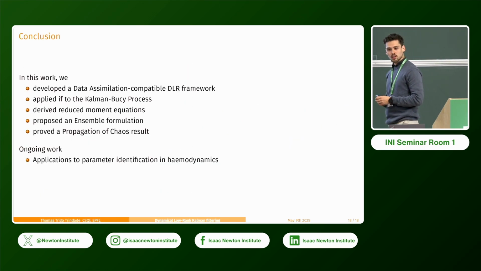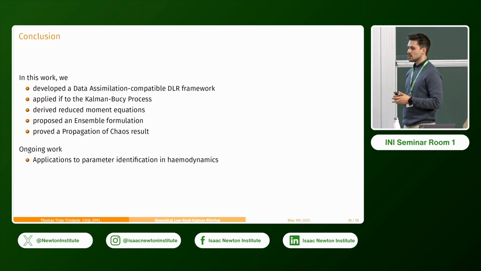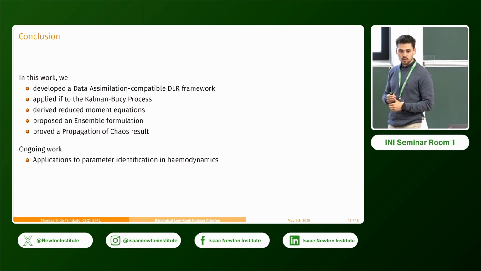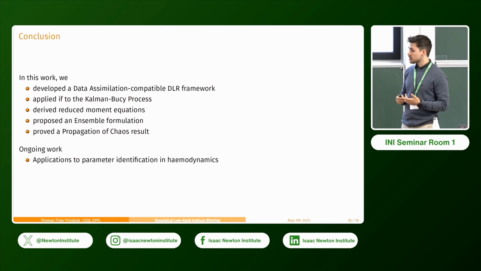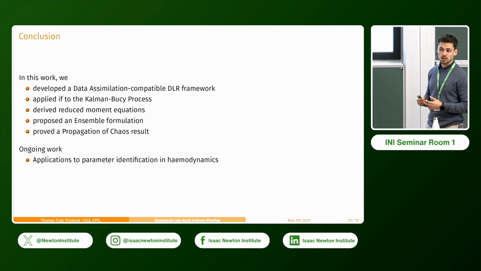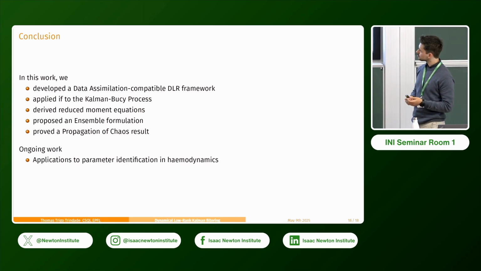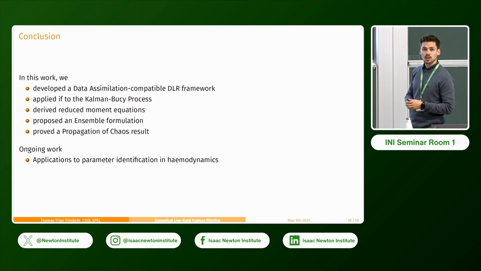So just to conclude and recap, we have done this work: firstly developing a DLR system that is compatible with data assimilation. We have applied it to the case of the Kalman-Bucy filter, and then derived its moment equations, leading to a first set of concrete equations to actually solve the filtering problem at a reduced cost. And then we have also proposed an ensemble formulation of the system, which has some very nice properties that allow you to do some nice analysis, and in particular prove this propagation of chaos result.